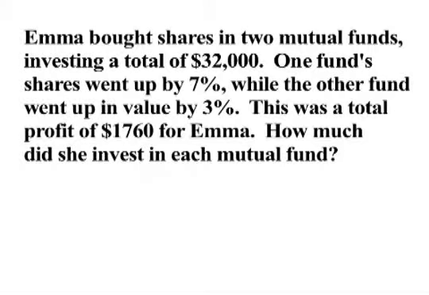Emma bought shares in 2 mutual funds, investing a total of $32,000. One fund's share went up by 7%, while the other fund went up in value by 3%. This was a total profit of $1,760 for Emma. How much did she invest in each mutual fund?